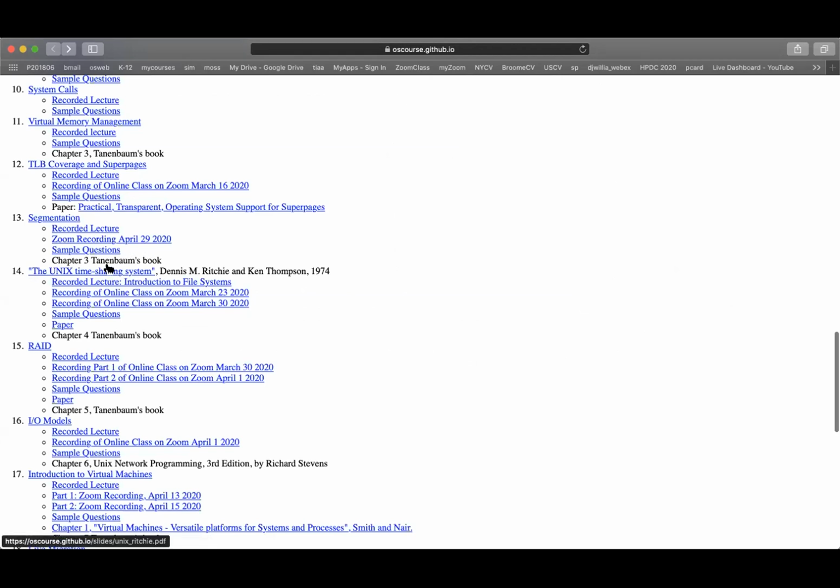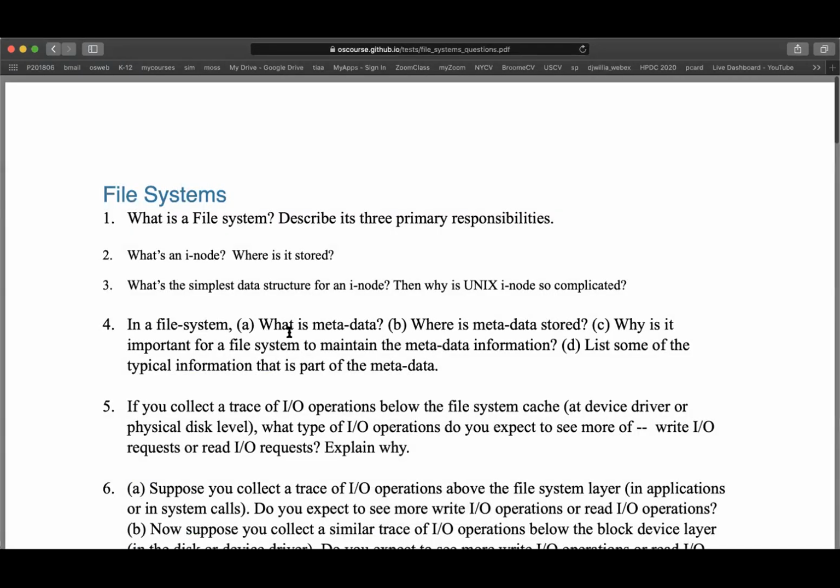Okay. So for the Unix time sharing system, we discussed this in the context of file systems. And again, the excuse there was to study file systems. And what is a file system? Why is it not enough to have just data? Why do we need metadata? And how is metadata stored and managed? So in this case, this would be inodes.